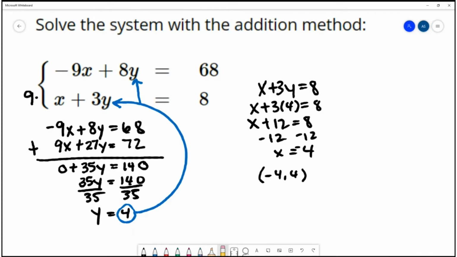You'll notice that I made sure that we wrote our solution as an ordered pair, the x and then the y. So we wrote the negative 4 first and then the 4.